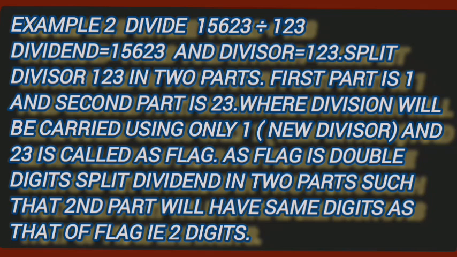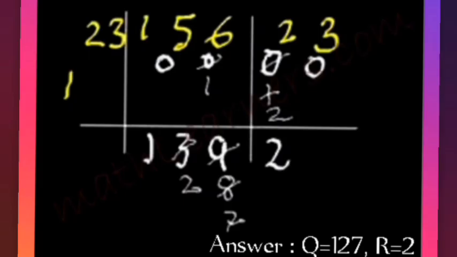As the flag is double digits, split the dividend in two parts such that the second part will have the same number of digits as the flag, that is 2 digits. You are seeing on screen that the new divisor is 1 and the flag is 23. The first part of the dividend is 156 and the second part of the dividend is 23.